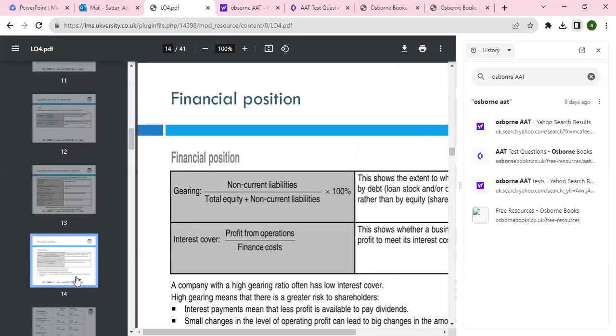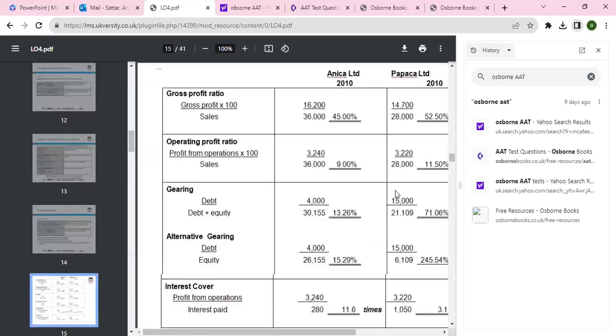Okay, so the financial position of the company, gearing ratio: high gearing, high risk. We can look at two companies as we saw in the handouts, which have separate ratios. We can look at Anika and Papika. According to this, 45% and 52, and 9 and 11. So we can compare the performance of the two companies, Anika and Papika. Based on this, we can look at which company is performing better than the other.